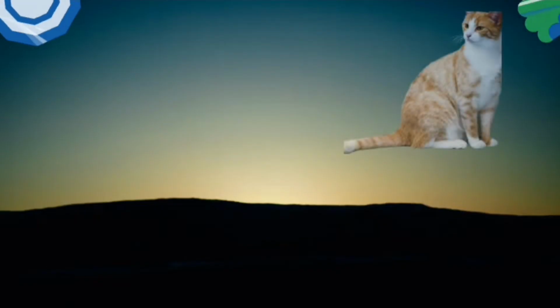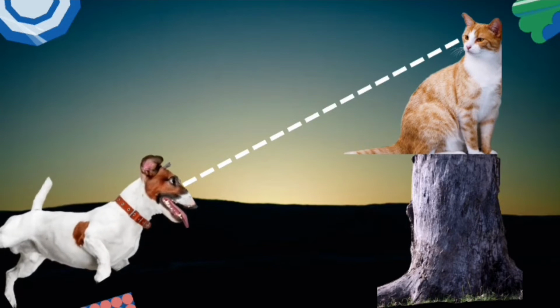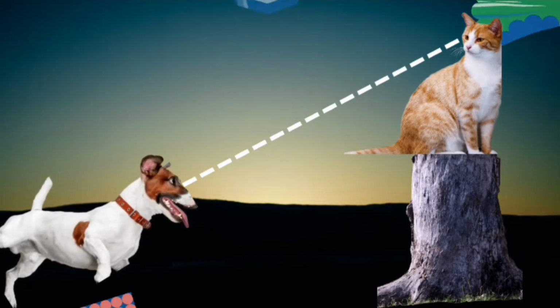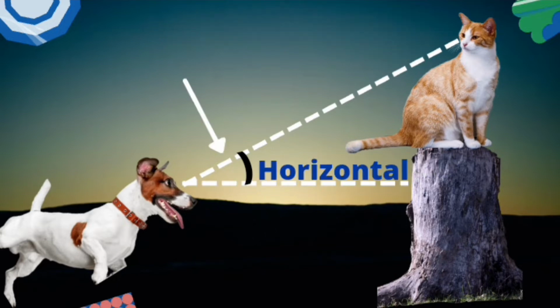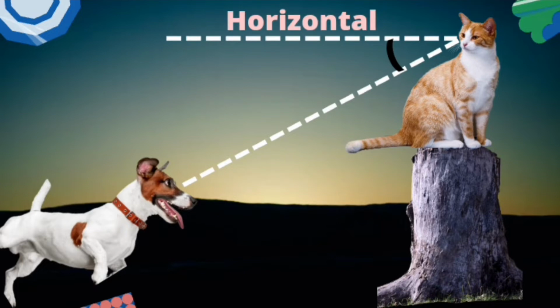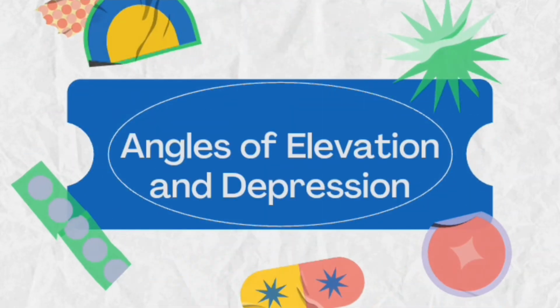If a dog maintains eye contact with a cat on a tree, they form an angle with their line of sight. Do you know what these angles are called? Do you know what this angle is called? Or this angle? In this video, we'll be discussing angles of elevation and depression.